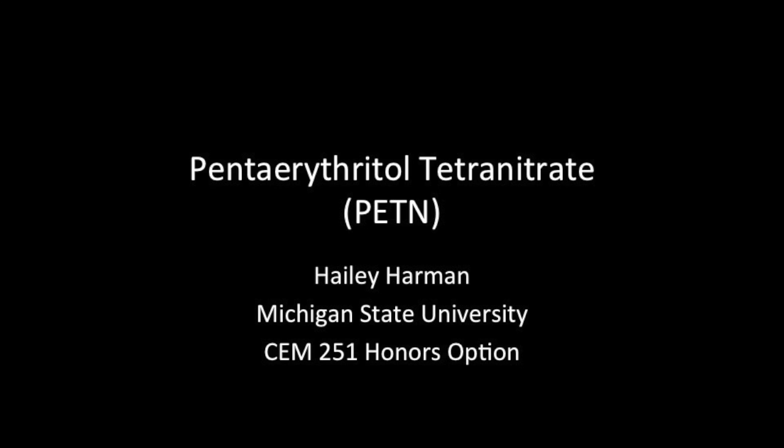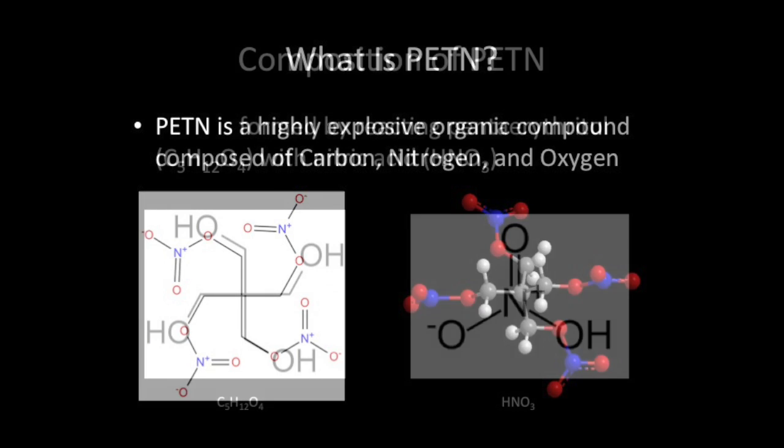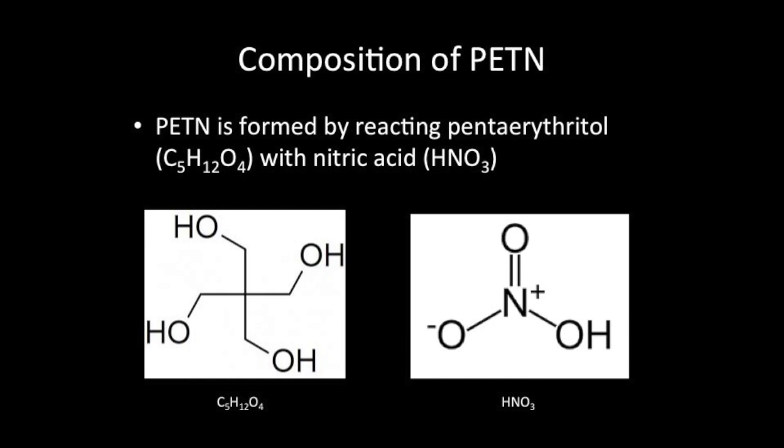My name is Hailey Harman, and this video is about the explosive pentaerythritol tetranitrate, also known as PETN. PETN is a highly explosive organic compound composed of carbons, nitrogens, and oxygens. This explosive compound is formed by reacting pentaerythritol, C5H12O4, with nitric acid, HNO3.